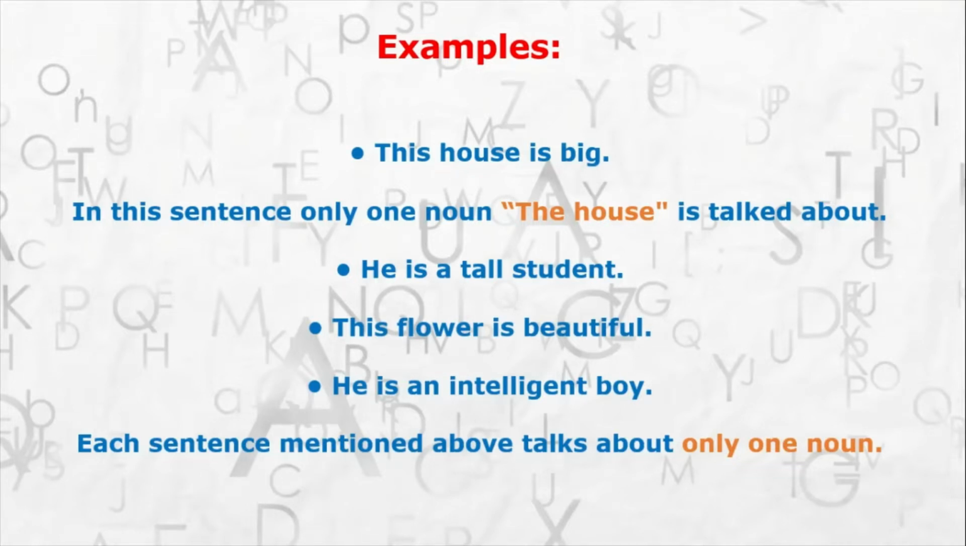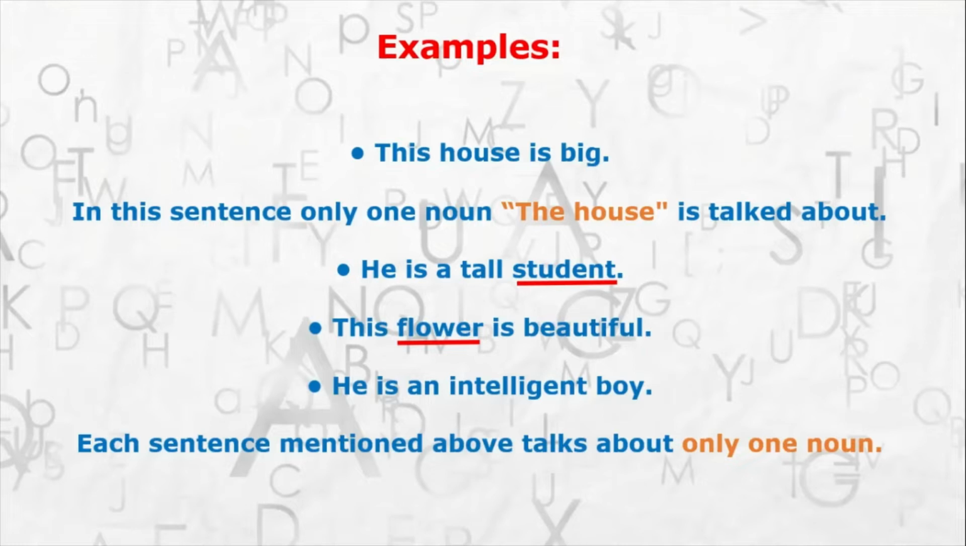If you talk about some more examples here, he is a tall student. So there is just one noun here, a student, just one student. And we are saying that he has a particular quality, that he is tall. Look at the next sentence. This flower is beautiful. There are many beautiful flowers in the world, but we are not comparing it. We are just talking about the quality of this particular flower.